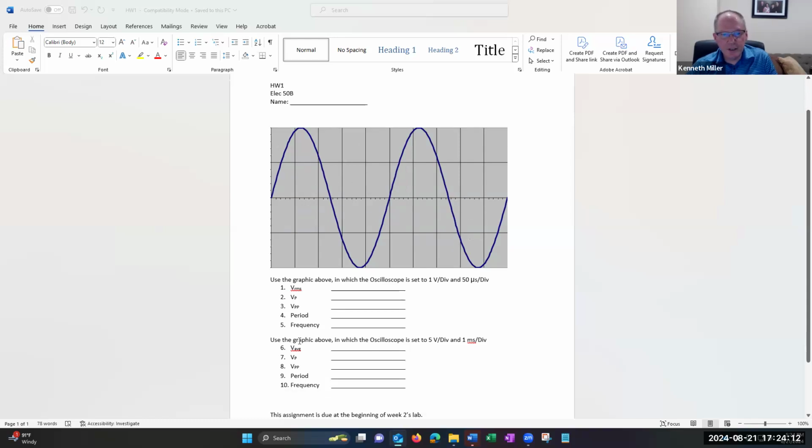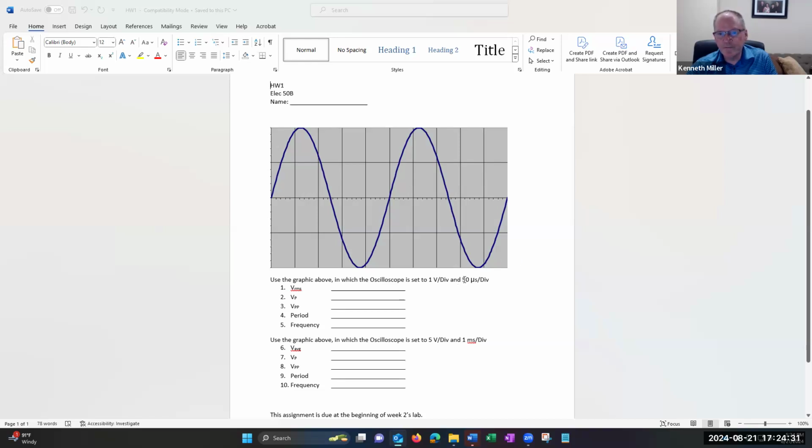And then the same thing here, now we set it to 5. So this would be 5, 10, 15, 20 volts peak to peak. And then to get VRMS, you take it times 0.707.